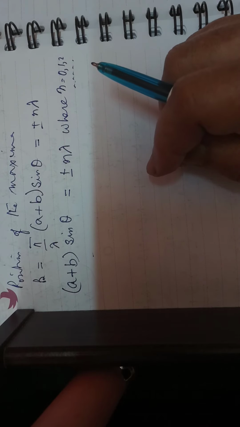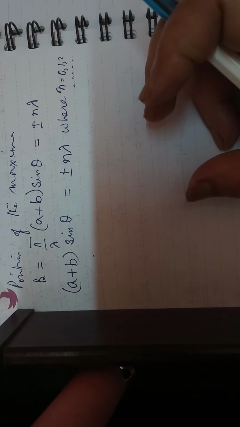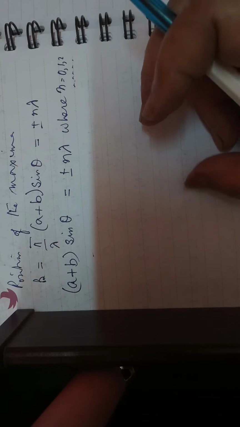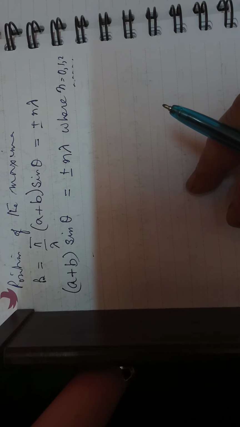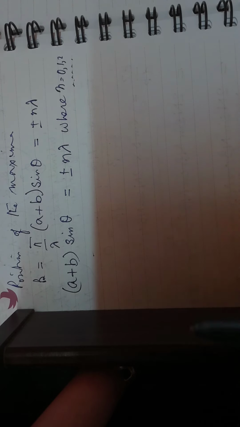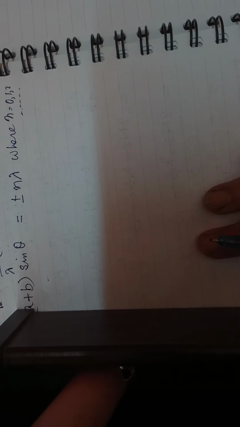The plus minus sign indicates that there are two principal maxima of the same order lying on either side of the zero order maxima. Next we have to find out the secondary minima. So let us do that in the last slide.